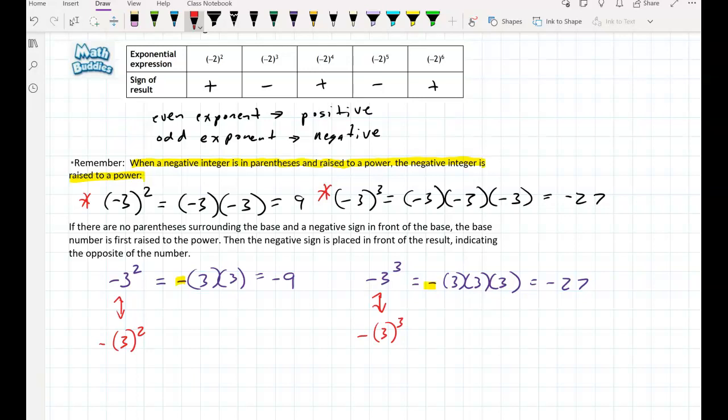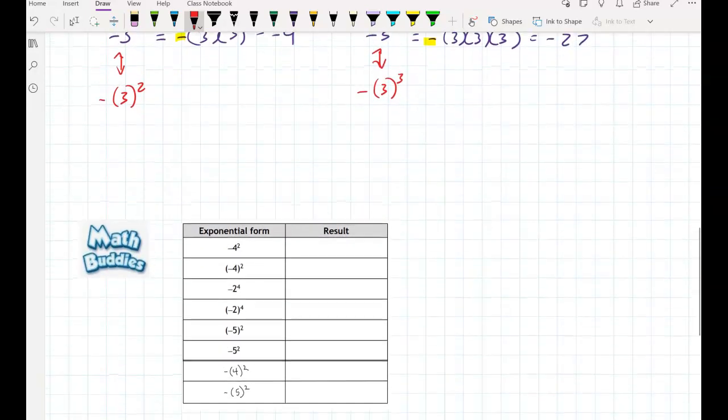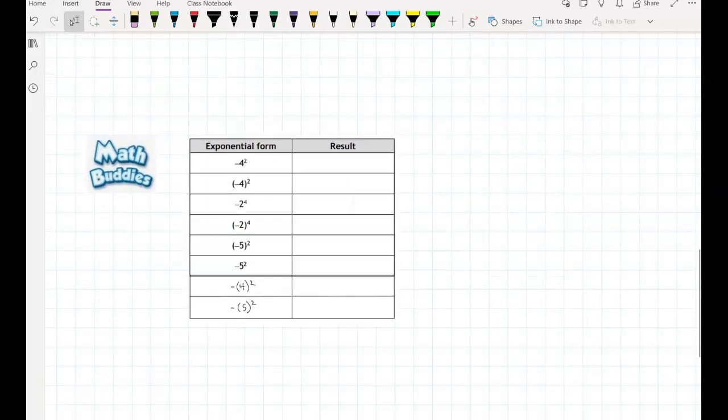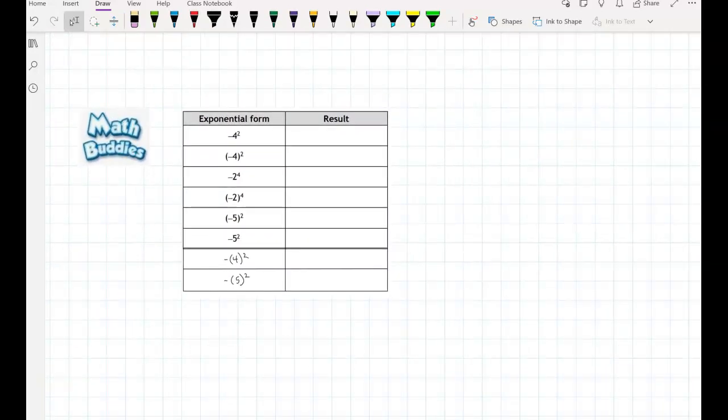Okay, so now what I'd like you to do is take a minute, copy down this table, and then fill in the results. You can work with a friend, or you can do it by yourself. The choice is up to you. Just pause the video and then work on your answer. All right.